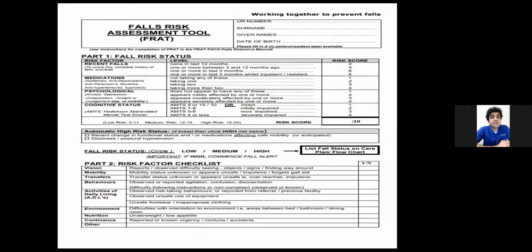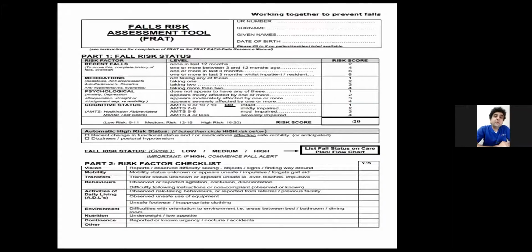Now, there are certain things which automatically put a person at a high risk of falls. These are the automatic high risk statuses. And thereafter, we do a risk factor checklist. Now, what are these risk factor checklists? The risk factors are, of course, as we said earlier, among the top 5 causes of falls: vision. It goes without saying that if a person has poor vision, the risk of falling is so much higher.